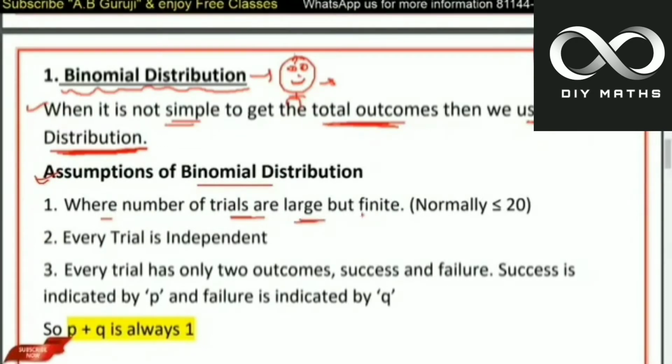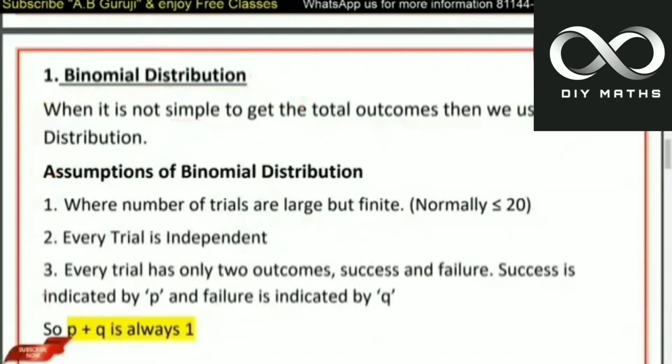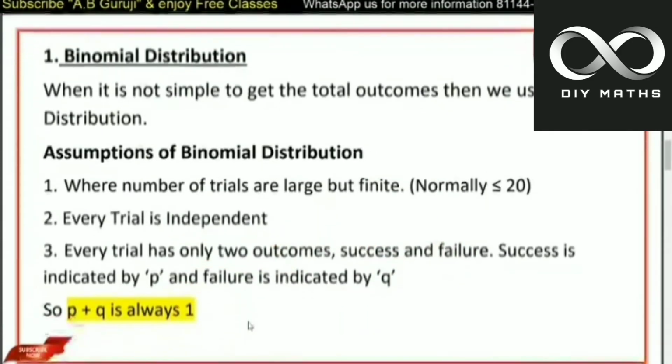Now, the assumptions of the binomial distribution. The number of trials is large, but it must be finite. Every trial is independent, that is, it does not depend on one another. And every trial has only two outcomes, success and failure. Success is indicated by P and failure is indicated by Q. So when we add success and failure, we get the value 1.